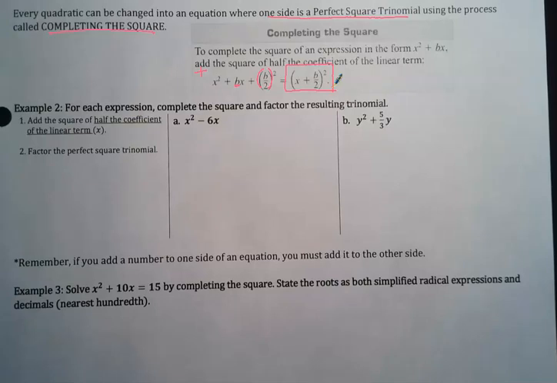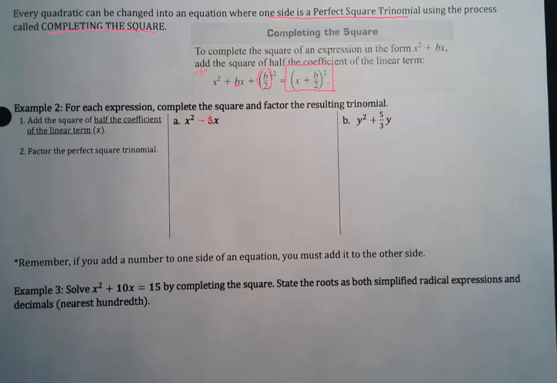So let's actually look at it. Example 2: for each expression, complete the square and factor the resulting trinomial. Step 1: we're going to add the square of half the coefficient of the linear term, or the x term, and then we're going to factor the perfect square trinomial. So we've got x squared minus 6x. The minus 6 is our b term, right? It's our linear term. So we're going to add that to this.